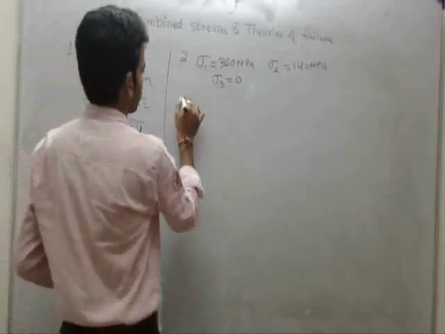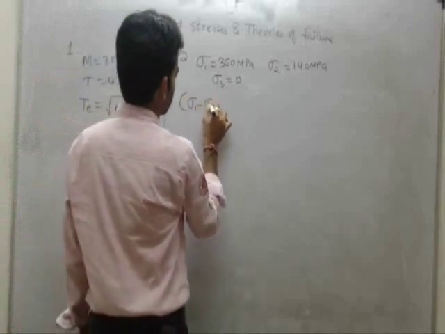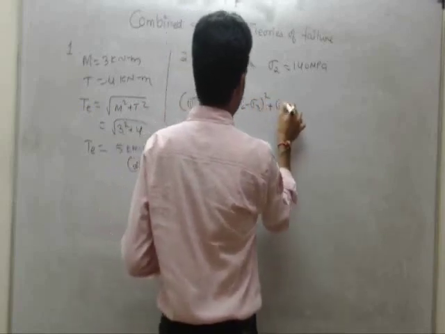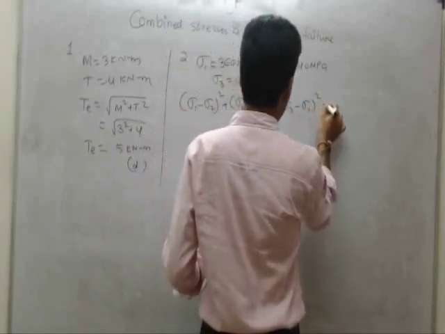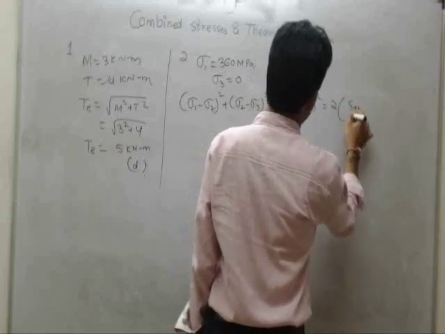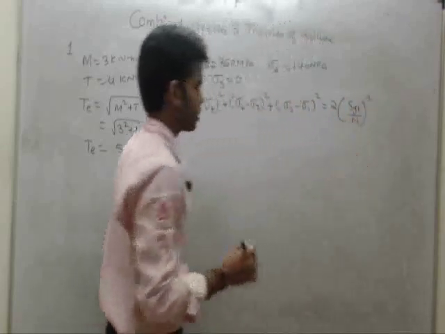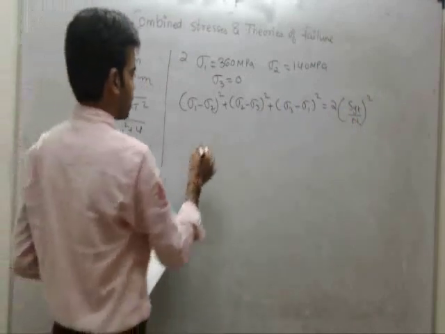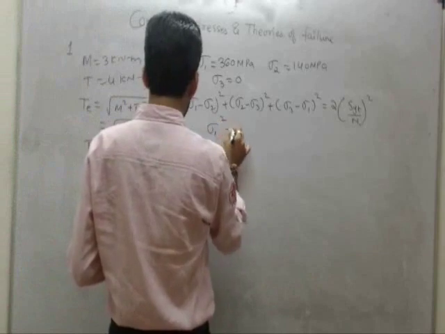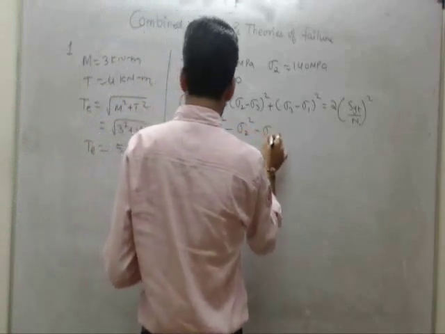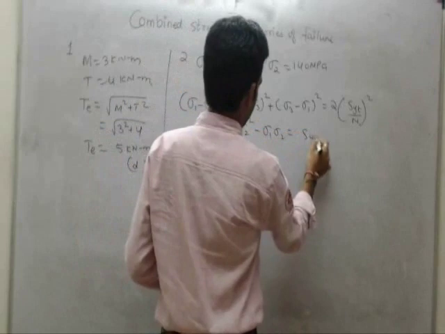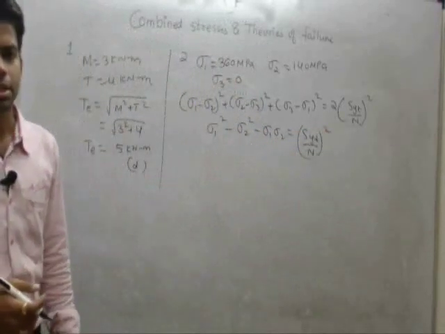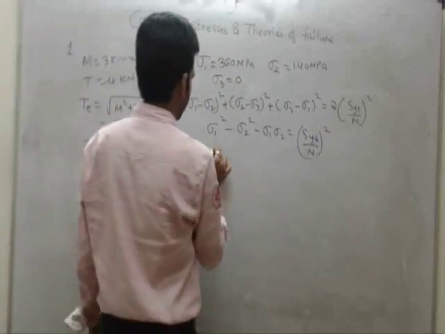We know according to distortion energy theory, (sigma 1 minus sigma 2) whole square plus (sigma 2 minus sigma 3) whole square plus (sigma 3 minus sigma 1) whole square is equal to 2 into (SYT upon n) whole square. This is the formula according to distortion energy theory. Since sigma 3 is 0, this can be further reduced to sigma 1 square plus sigma 2 square minus sigma 1 sigma 2 is equal to (SYT upon n) whole square, where SYT upon n is nothing but the working stress.